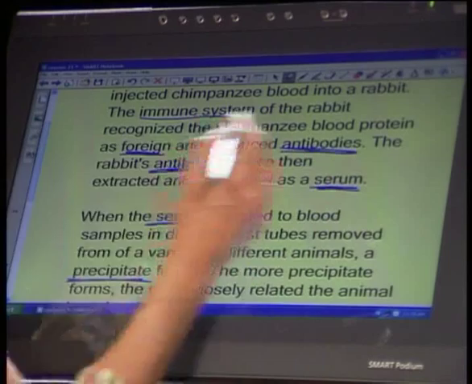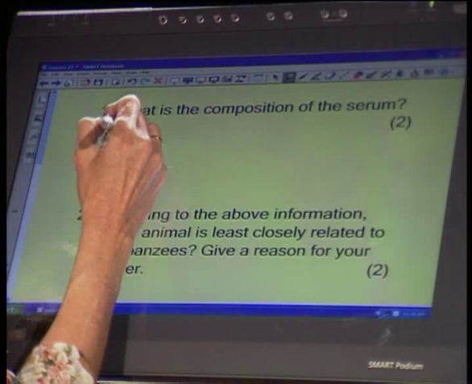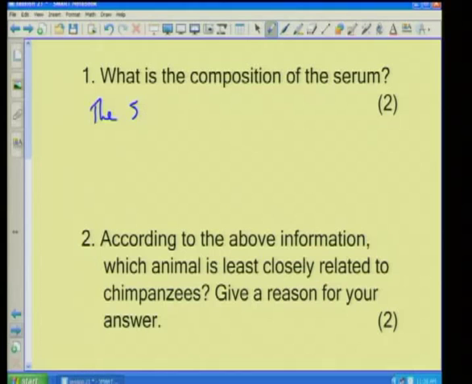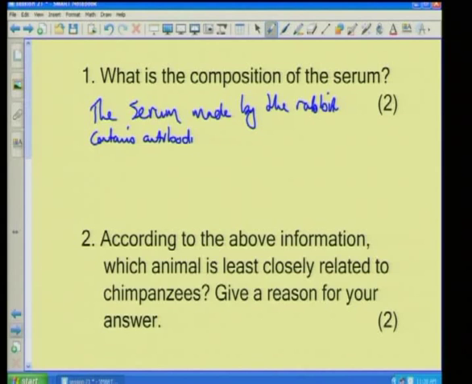So let's write that. The serum made by the rabbit contains antibodies that are produced against. And that's what's important here. It's the against the chimpanzee protein.